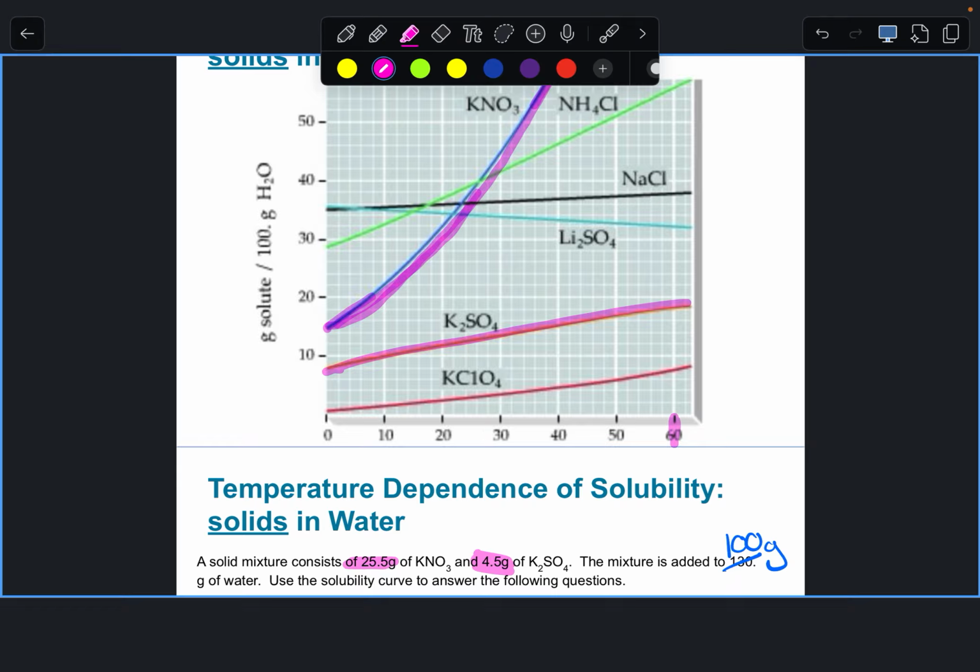Okay, so then the next question is, what about if we cool it down to 0 degrees Celsius? Go ahead and come over to 0 and do the same thing and decide, is it fully dissolved or not? And if it's not, how much of it is not dissolved? Like how many grams are going to be sitting on the bottom of that container?